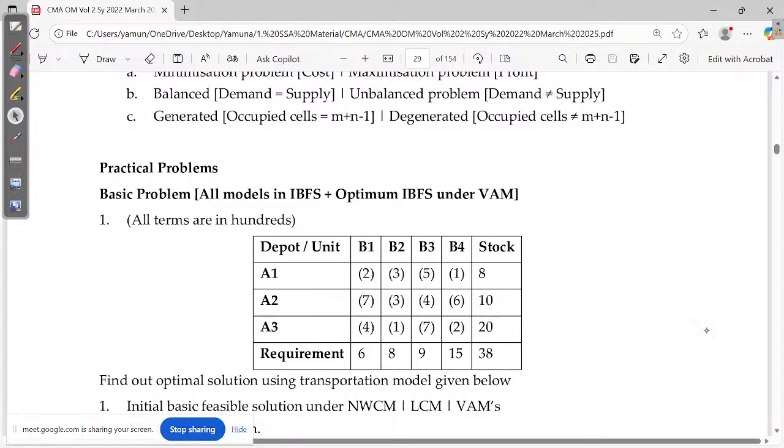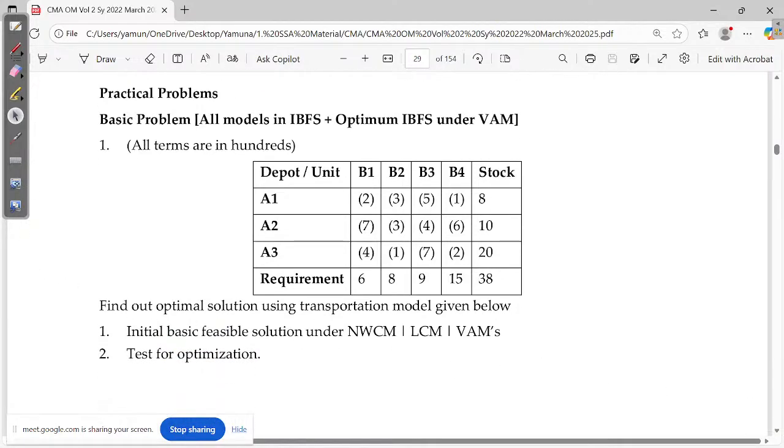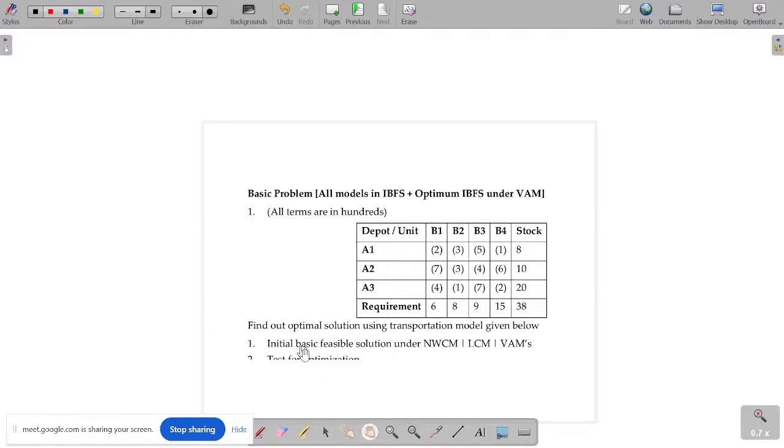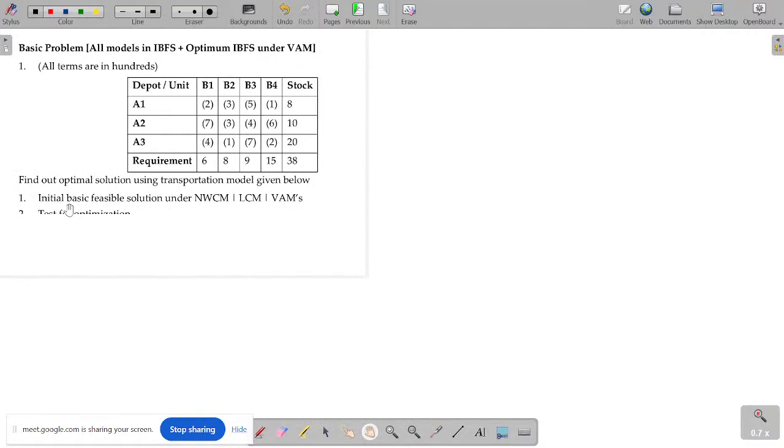So here's a problem. Let me have it on the board. Problem number one. Try to understand the problem. This is a basic problem where we are covering all the models in the IBFS, that is initial basic feasible solution. All the models will be covered, which means we are going to discuss northwest corner method, least cost method, and also VAM method. All three models are covered. And also we are going to check the optimality under the VAM method.